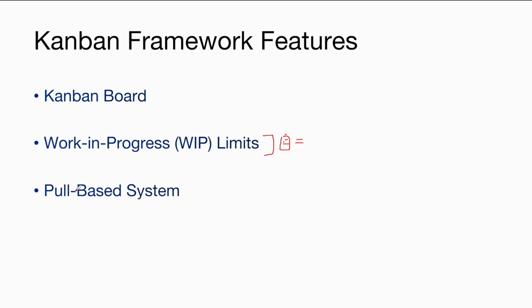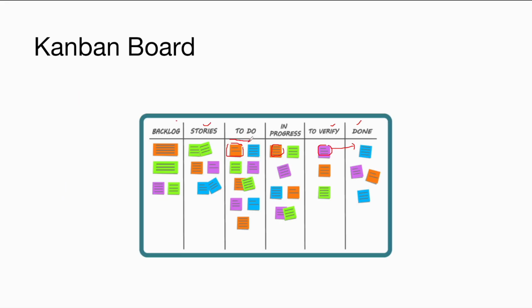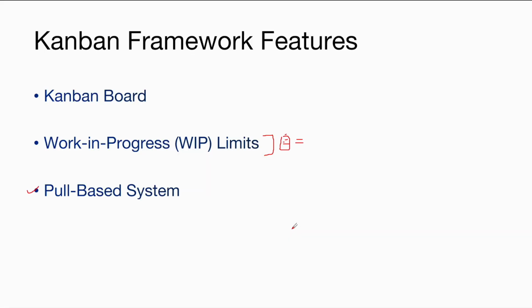Another feature of the Kanban framework is that it is a pull based system. It means that no one is assigning a task to you. Instead, you finish your current task and you pull the next task from the to-do list and start working on it. In a pull based system, you will look at the to-do list and you pull one task from here and you can start working on it once you pull it to in progress, right? Hence, it is called a pull-based system.